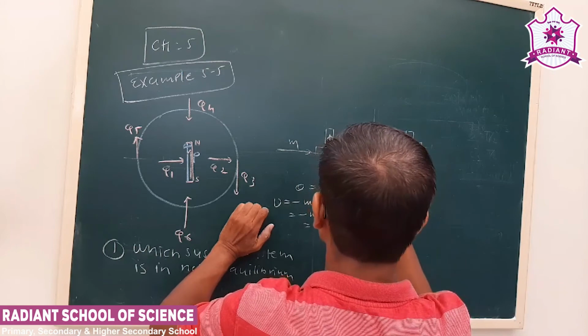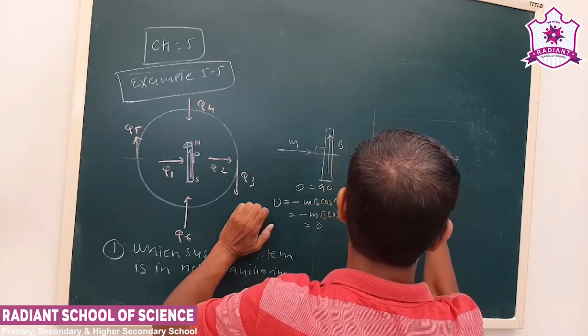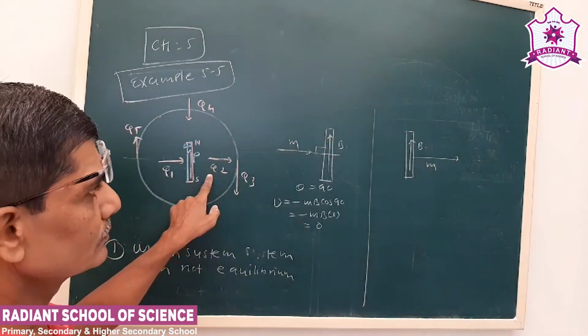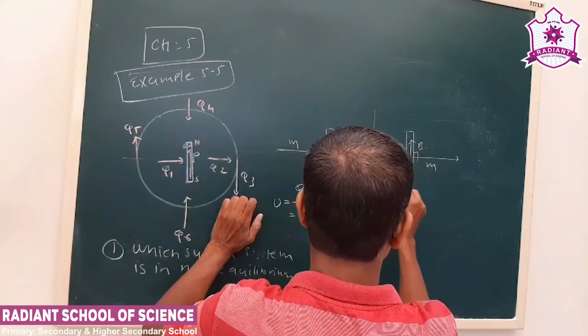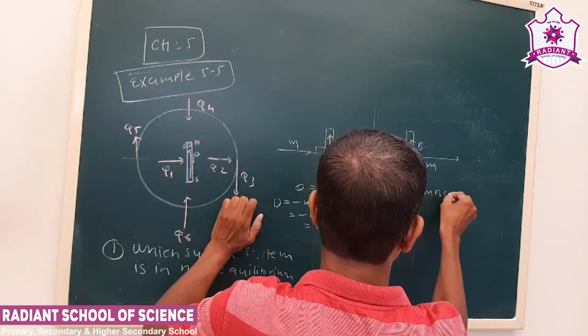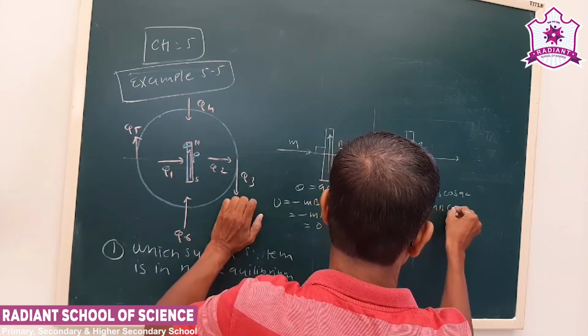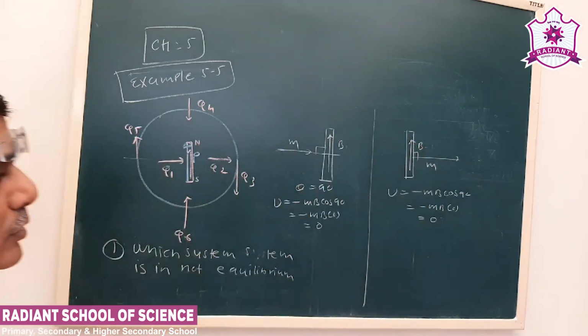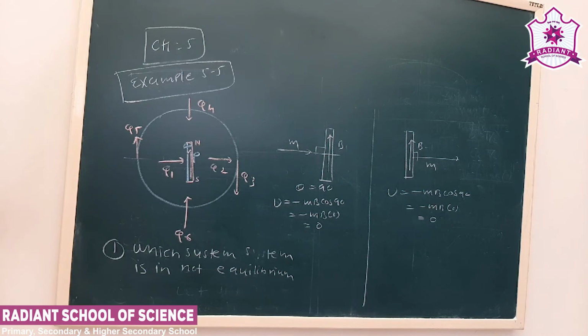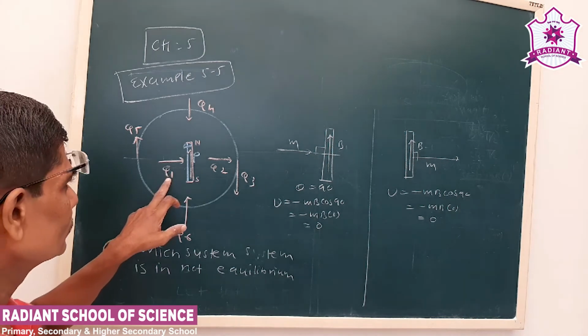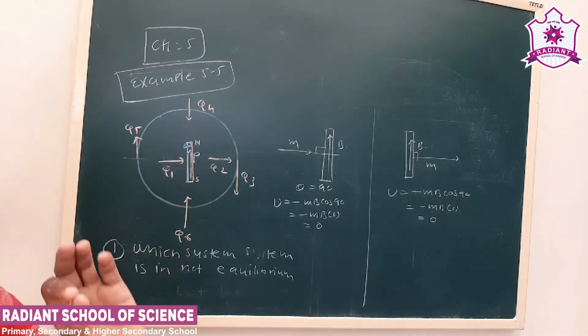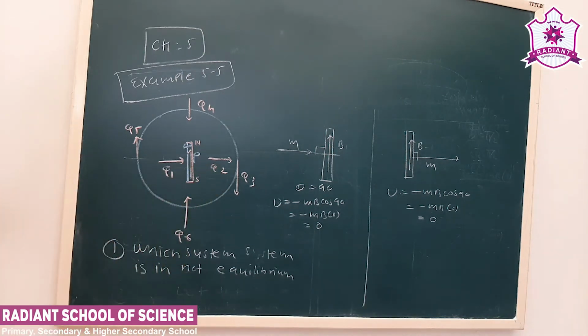This is the magnetic field of the bar magnet. This is M for Q2. Here also theta is 90 degrees. U is minus MB cos 90, and cos 90 is 0, that we have seen. So here we get the first answer: whenever theta is 90 degrees, it will not be in equilibrium.